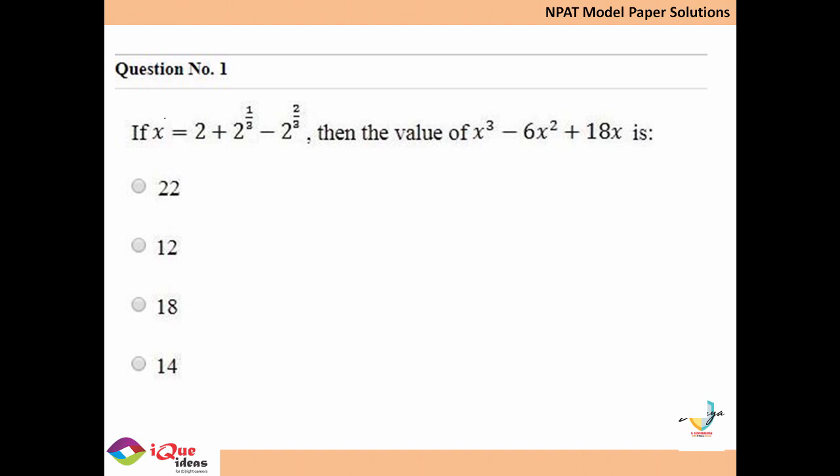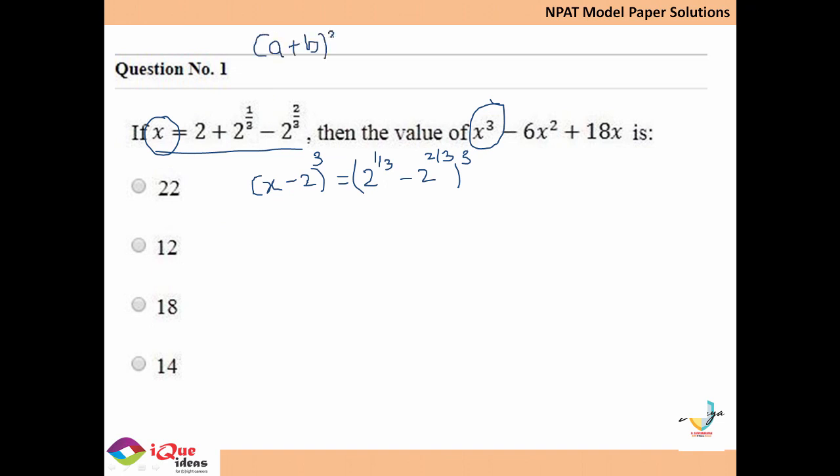So what comes to my mind is that the value of x is given and I need x cube, right? So with x is 2 plus 2 raised to 1 by 3 minus 2 raised to 2 by 3, I will simply shift the equation a bit and write that x minus 2 is equal to 2 raised to 1 by 3 minus 2 raised to 2 by 3. Now I'm going to cube both these sides because I need x cube. So now we must know the identity that a plus b the whole cube is nothing but a cube plus 3a square b plus 3ab square plus b cube.